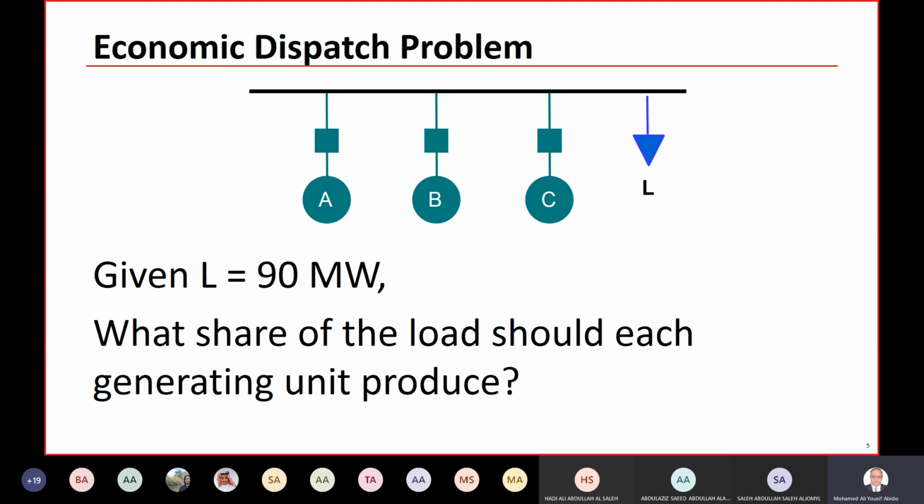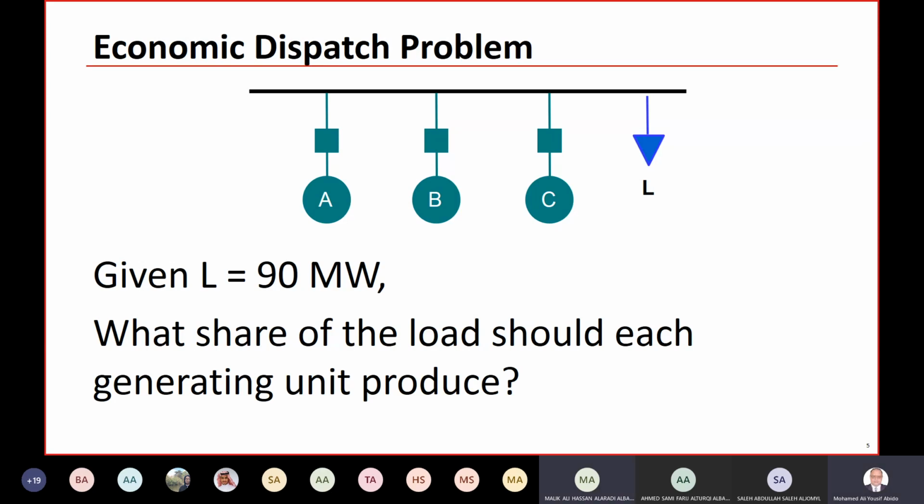Anybody has an answer for this? Does it affect distance? Yes, I think it affects because the longer the distance, the more resistance we have. Okay, so it affects the load.